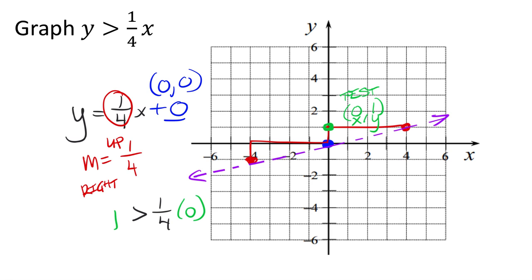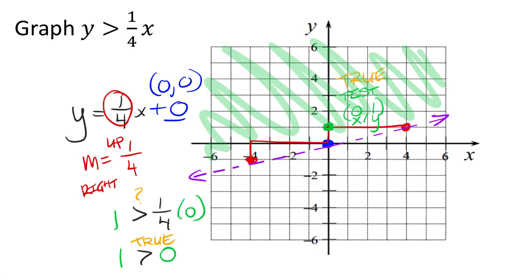All I need to do at this point is see if I have a true statement. So this would be 1. Is it actually greater than 1/4 times 0? Yeah, that's 0. So 1 actually is greater than 0, so this is going to be true. Since it is true, that means I would shade on the side of the line that this point is on, which I'm going to say is above. That would give me shading that looks something like this.